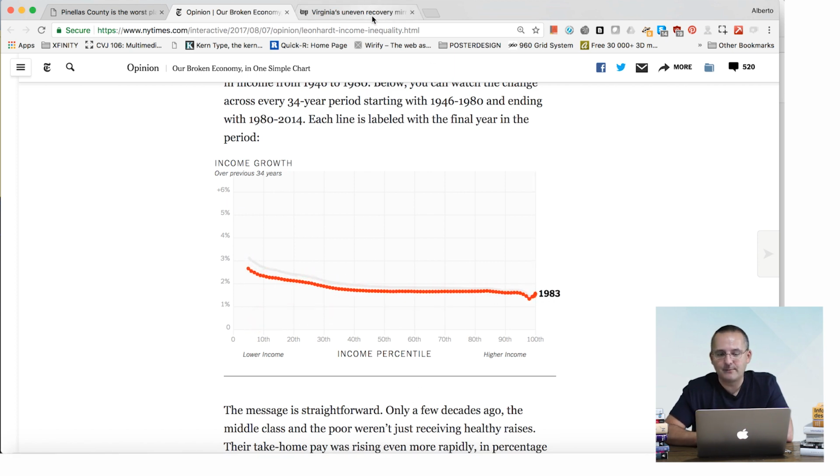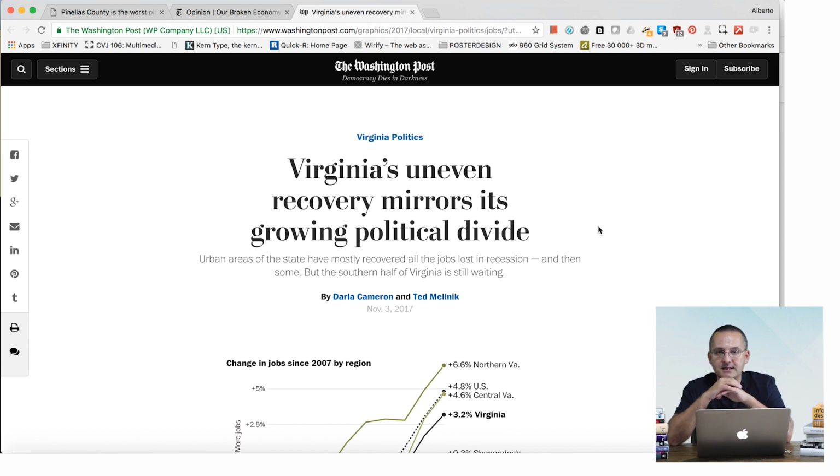One final example to talk about the importance of text is this data-driven project by the Washington Post, which also has an excellent graphics department. So the story is titled "Virginia's Uneven Recovery Mirrors Its Growing Political Divide." They're basically telling you that the more Virginia's economy grew, the more unequal it became, and the political divide has also increased. And they prove that point, they corroborate that point through different charts and different maps.